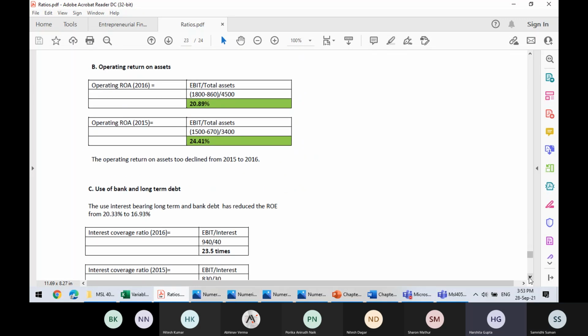Okay, then they asked for operating ROA. The formula is again EBIT divided by total assets. EBIT we have just calculated, so you can just divide by the total assets figure and calculate it.